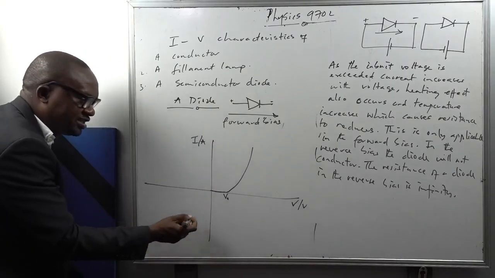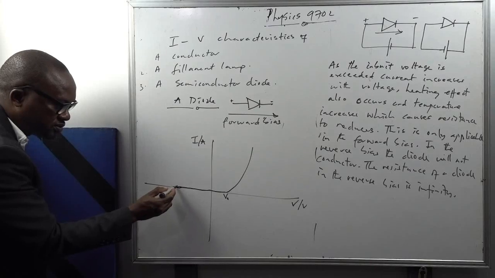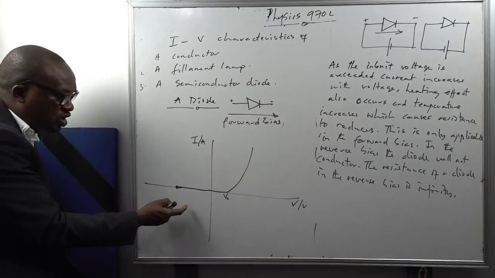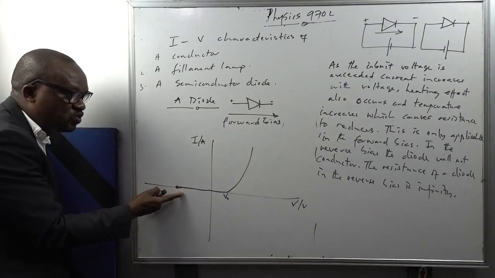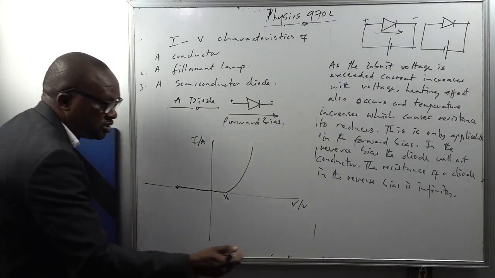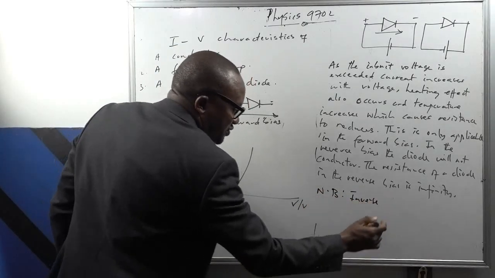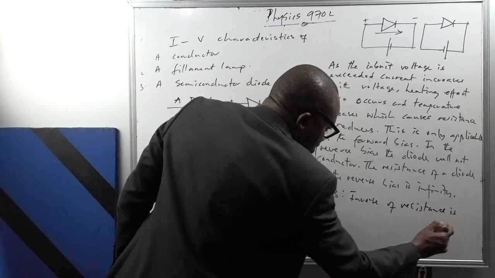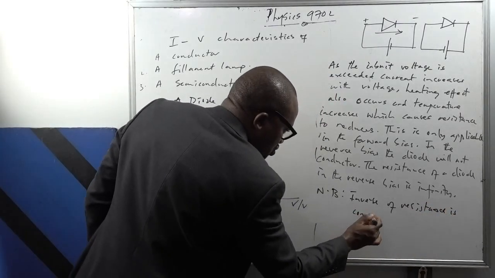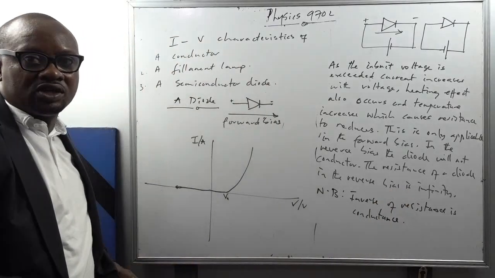And when the voltage is then applied in the reverse bias, the diode does not conduct. So that means the conductance in the reverse bias is 0. Resistance is infinity. So you can note that the inverse of resistance is conductance. That is what explains that.